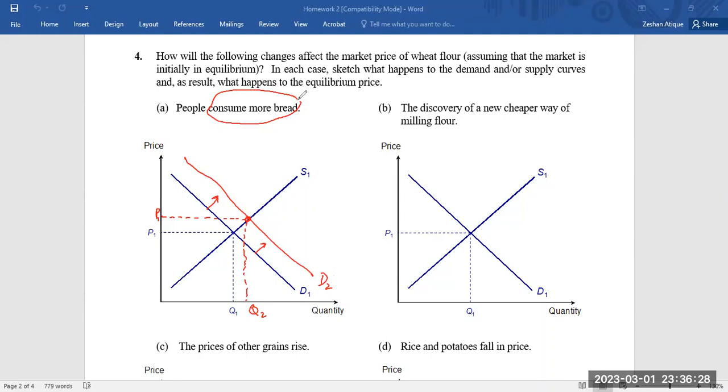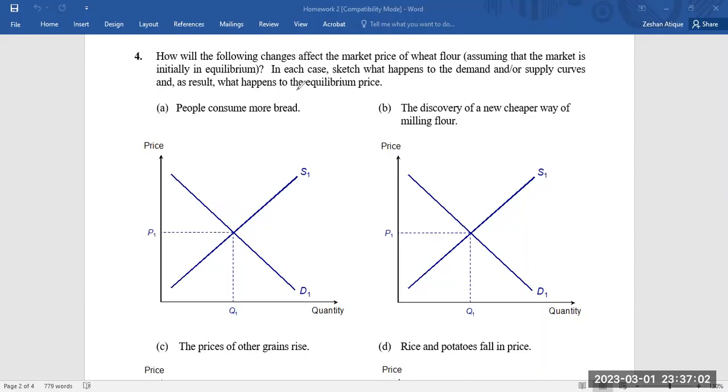The second situation is related to the discovery of a cheaper way of milling flour. This situation is not related to demand. It has to do with the supply curve. The demanders are not interested in a cheaper way of milling flour. They are interested in buying bread or some product made with wheat flour. But the producers who mill the wheat flour, who run the wheat flour mills, are concerned about the cost of their production.